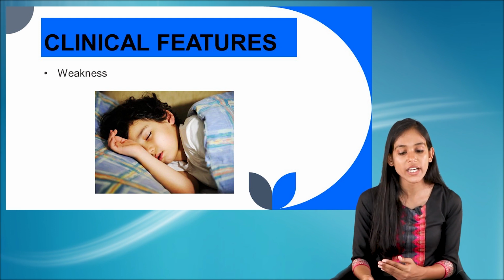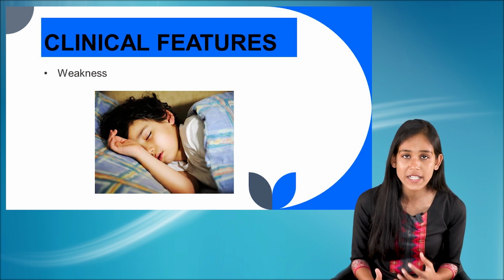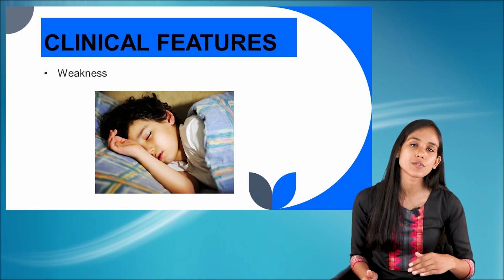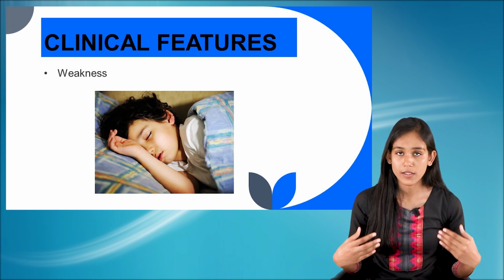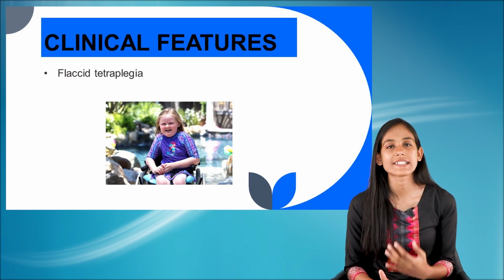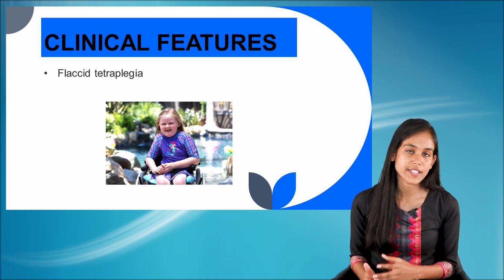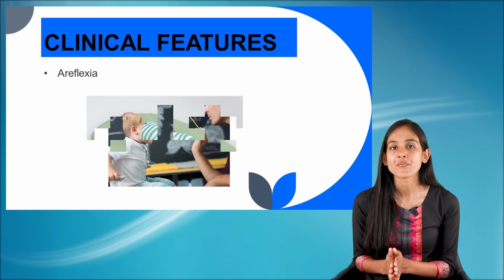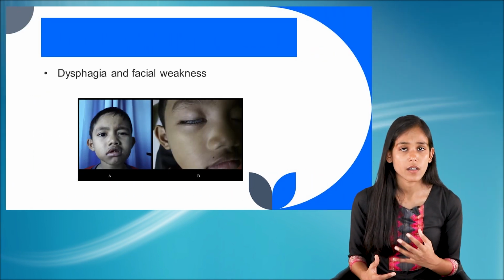So it would start from the lower extremities. So the child would be unable to walk, the child would refuse to walk, basically the child won't have the strength to walk. And then from the lower extremities, it would progress over time. So it would move to the trunk, and then gradually it would move to the upper limbs and then the bulbar muscles. Also there would be flaccid tetraplegia, and there would be muscle tenderness. Also, along with all these things, there would be onset of paresthesias, or in some cases, we can also find areflexia. Also, there would be dysphagia and facial weakness.